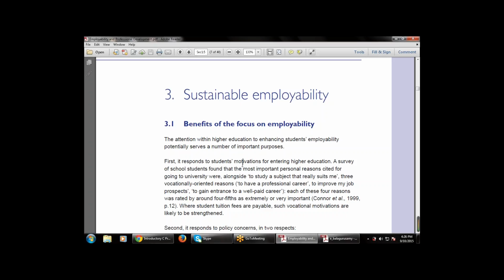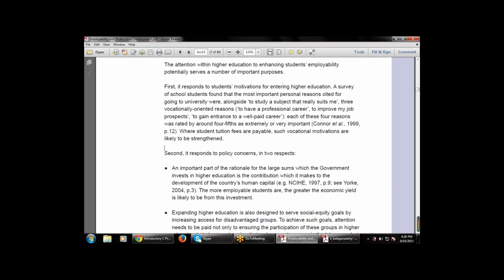A survey of school students found that the most personal reasons cited for going to university were to study a subject that really suits me, and vocational reasons: to have a professional career, to improve my job prospects, or to gain entrance to a well-paid career.